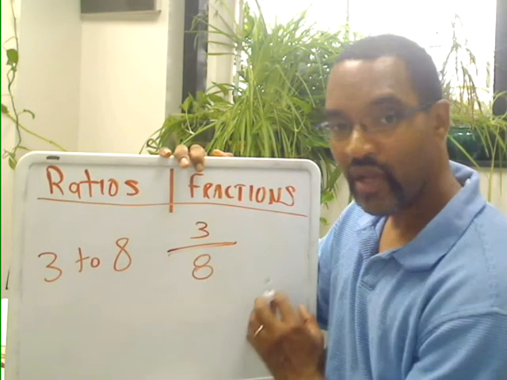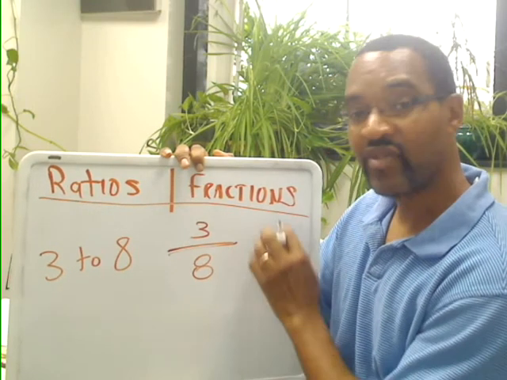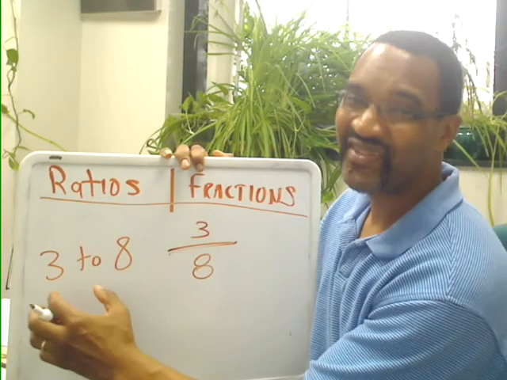Part to part, part to whole. Fractions always divide, ratios not necessarily. So those are the differences.